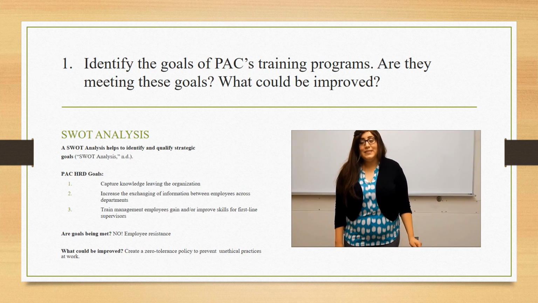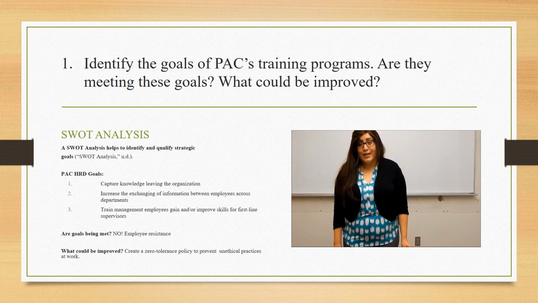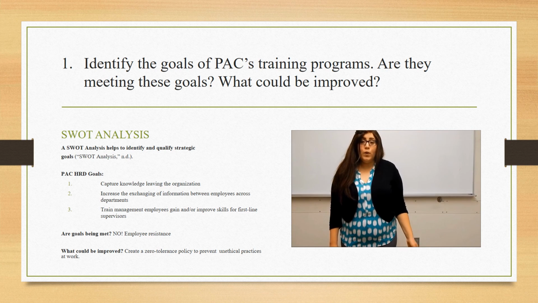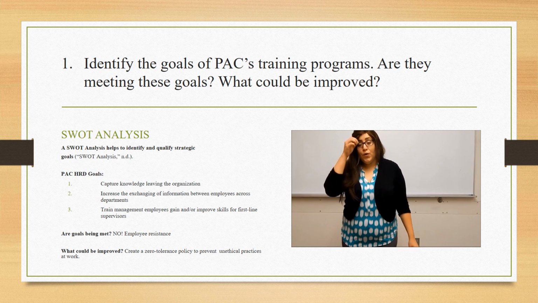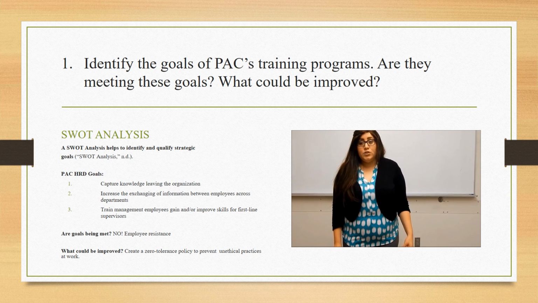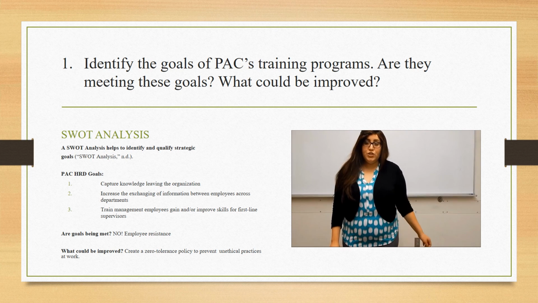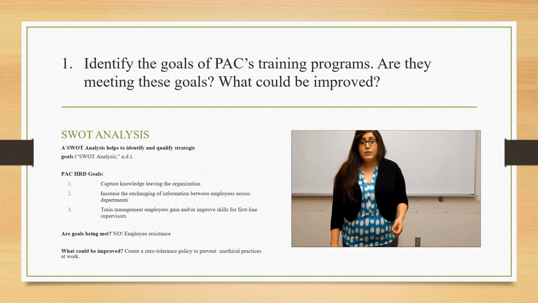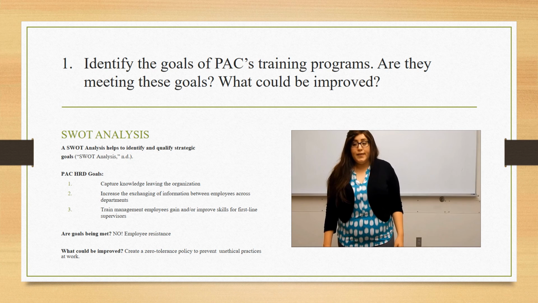For Issue 1, ABC Consulting needed to identify the goals of PAC's training programs. Are they meeting these goals, and what could be improved? To answer this issue, we conducted the SWOT analysis you had seen earlier in this presentation on the human resource development area. According to businessdictionary.com, a SWOT analysis helps to identify and qualify strategic goals. The goals we identified were several. The first goal was to capture knowledge leaving the organization. A second goal was to increase the exchanging of information between employees across departments. A final goal was to help train management employees so that they can gain and/or improve first-line supervisor skills.